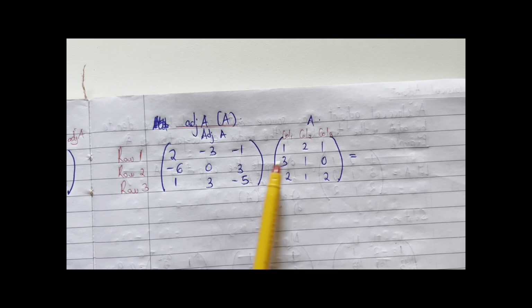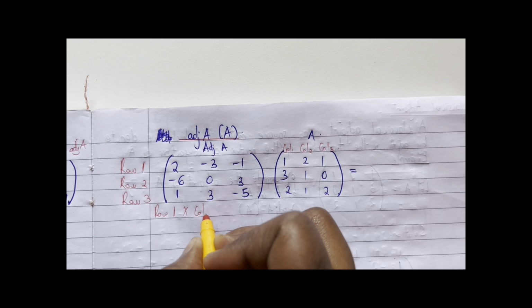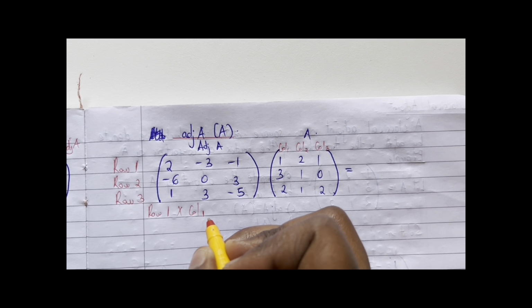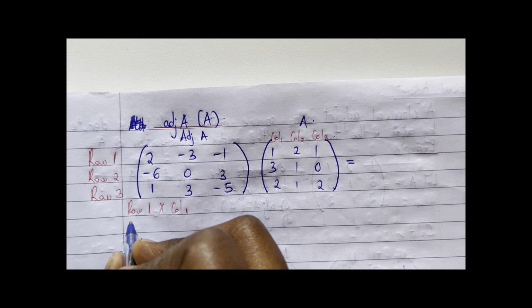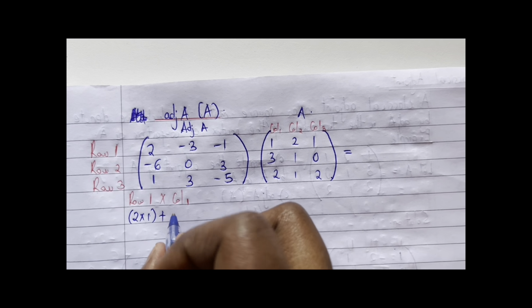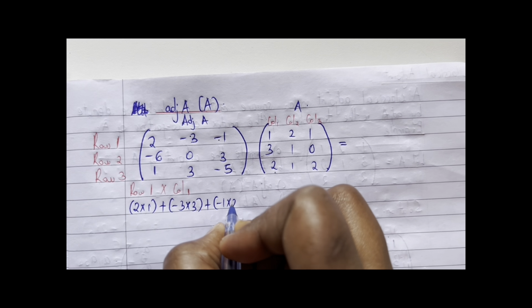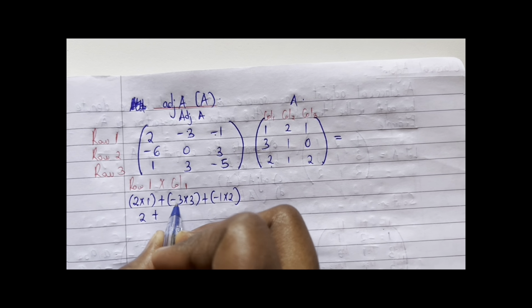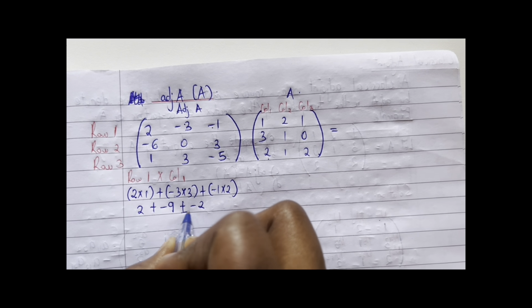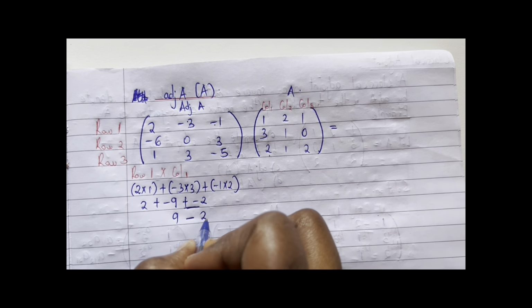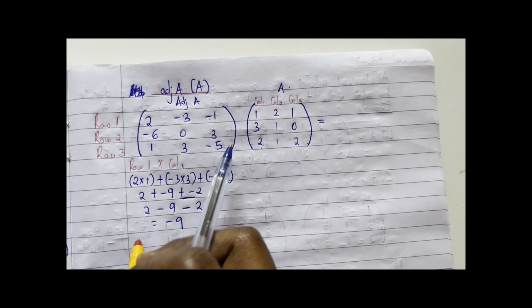So row 1 with all columns in A. By all columns, I mean column 1, column 2, column 3. So let's start with row 1 times column 1. We have 2 times 1 plus negative 3 times 3 plus negative 1 times 2. So you have 2 plus minus 9 plus minus 2. So we have 2 minus 9 minus 2. So 2 minus 2 is 0. So you are remaining with negative 9.